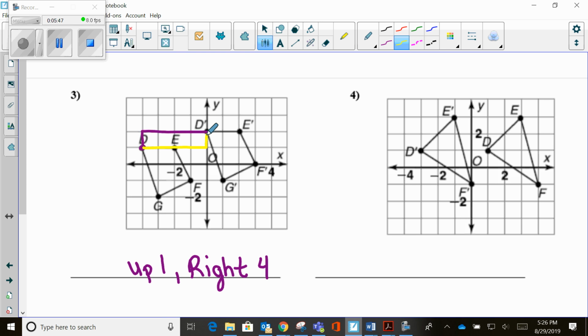If I look at number 4, I have to identify my image and my object. I'm looking for those prime symbols. So the prime symbol is the image. And now I have to figure out how did I get from E to E prime, or D to D prime, and F to F prime. So I'm looking at E, and I went left, 1, 2, 3, 4. So my directions is left 4, and that's all there is to it.